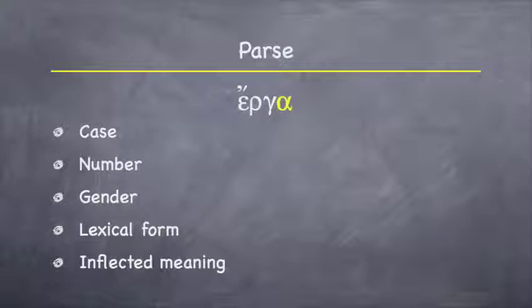Here's why this is important, though. If you saw erga and just assumed that it was the subject, you could imagine there'd be some problems involved in that, wouldn't it? What if it was a direct object and you assume it's the subject and everything's all messed up?